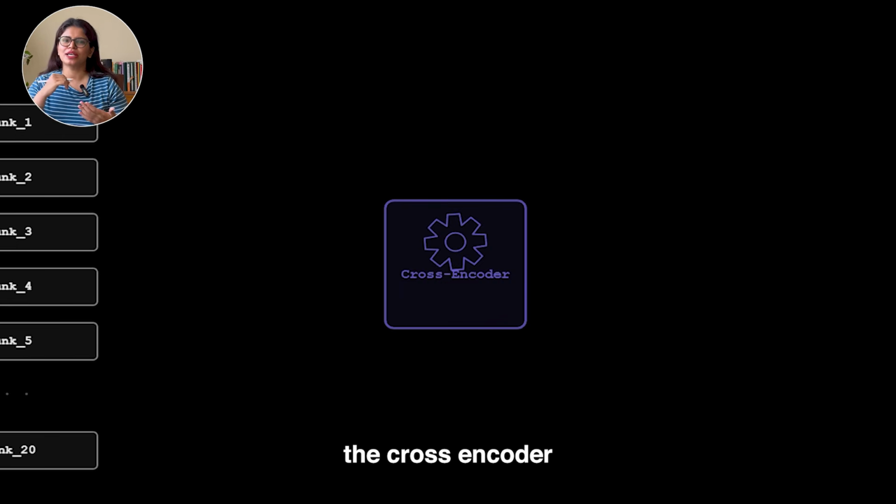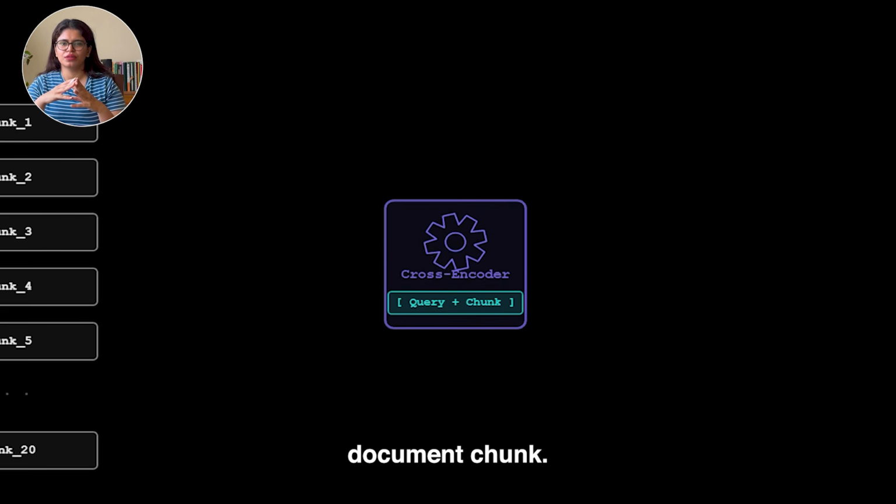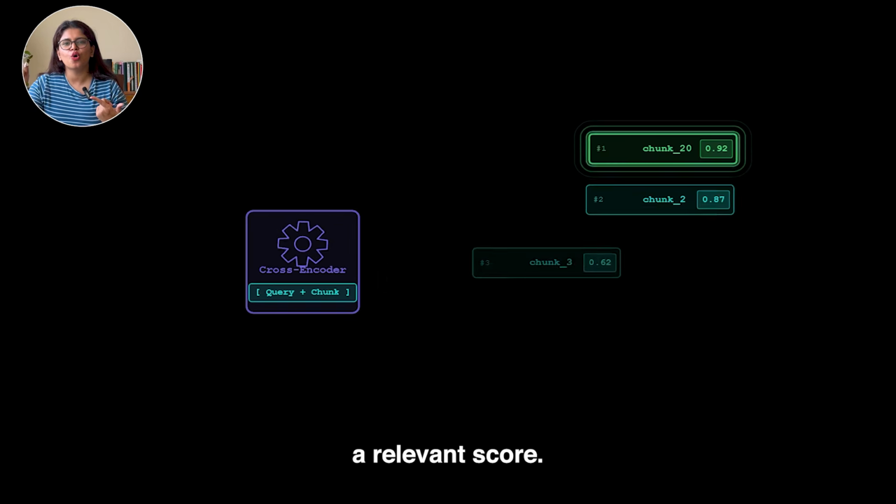We use the cross-encoder. Instead of encoding the query and document separately, a cross-encoder feeds them into the model together. The input now looks something like this, query plus document chunk. The model can now let every word in the query attend to every word inside the document. In other words, the model actually understands the relationship between the two pieces of text. Instead of producing embeddings, it directly produces a relevance score.